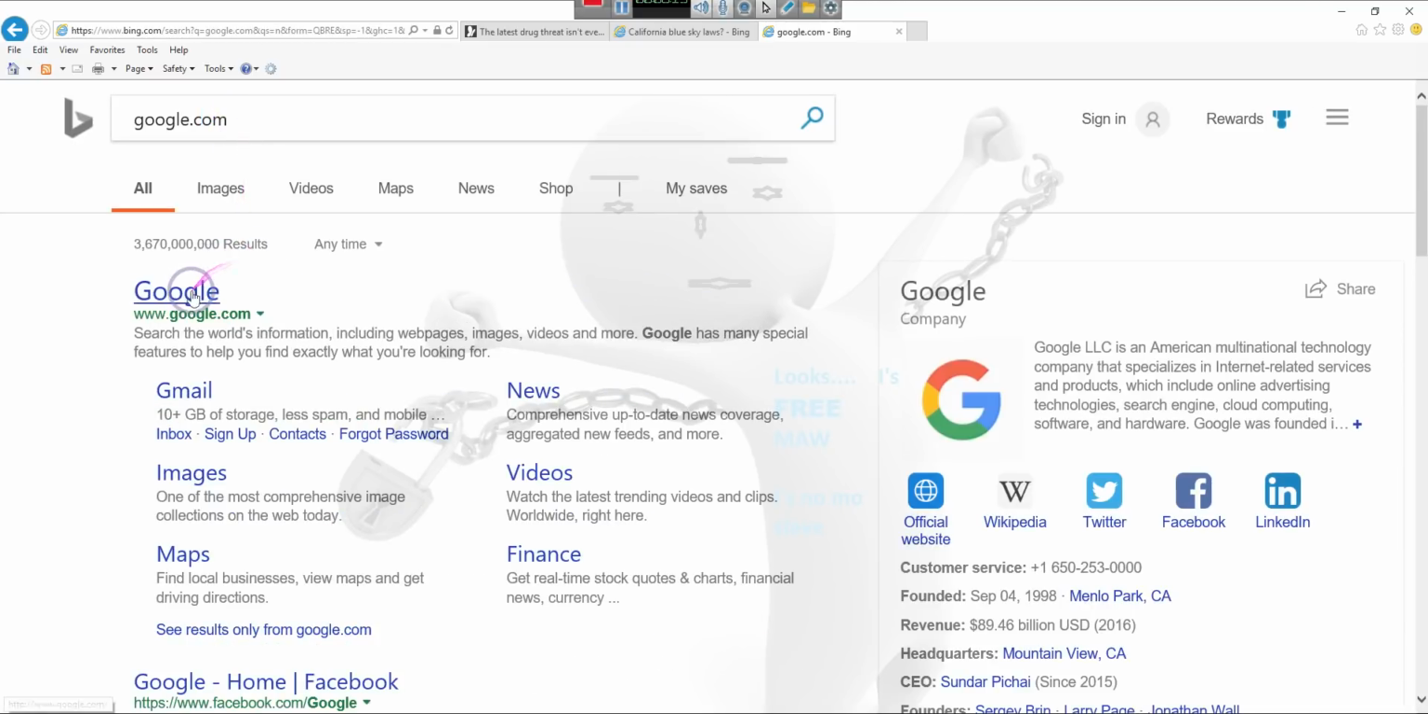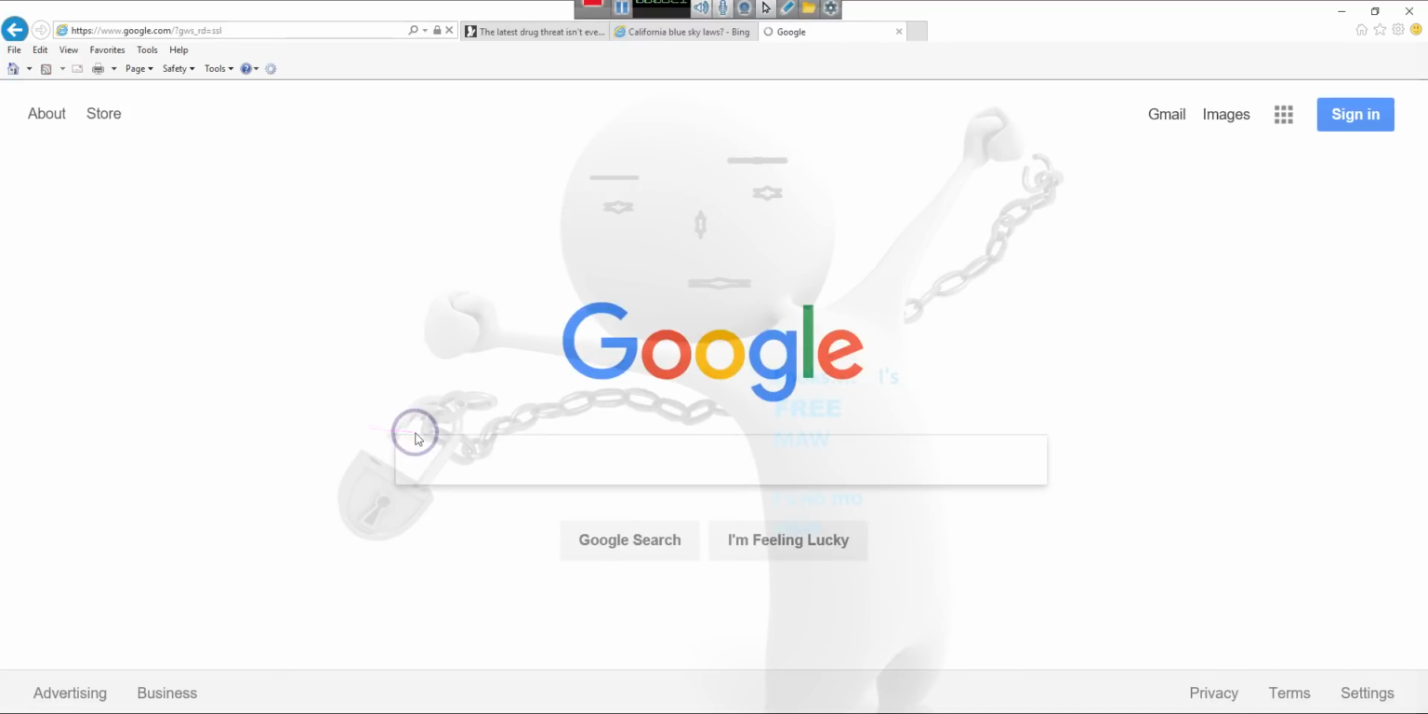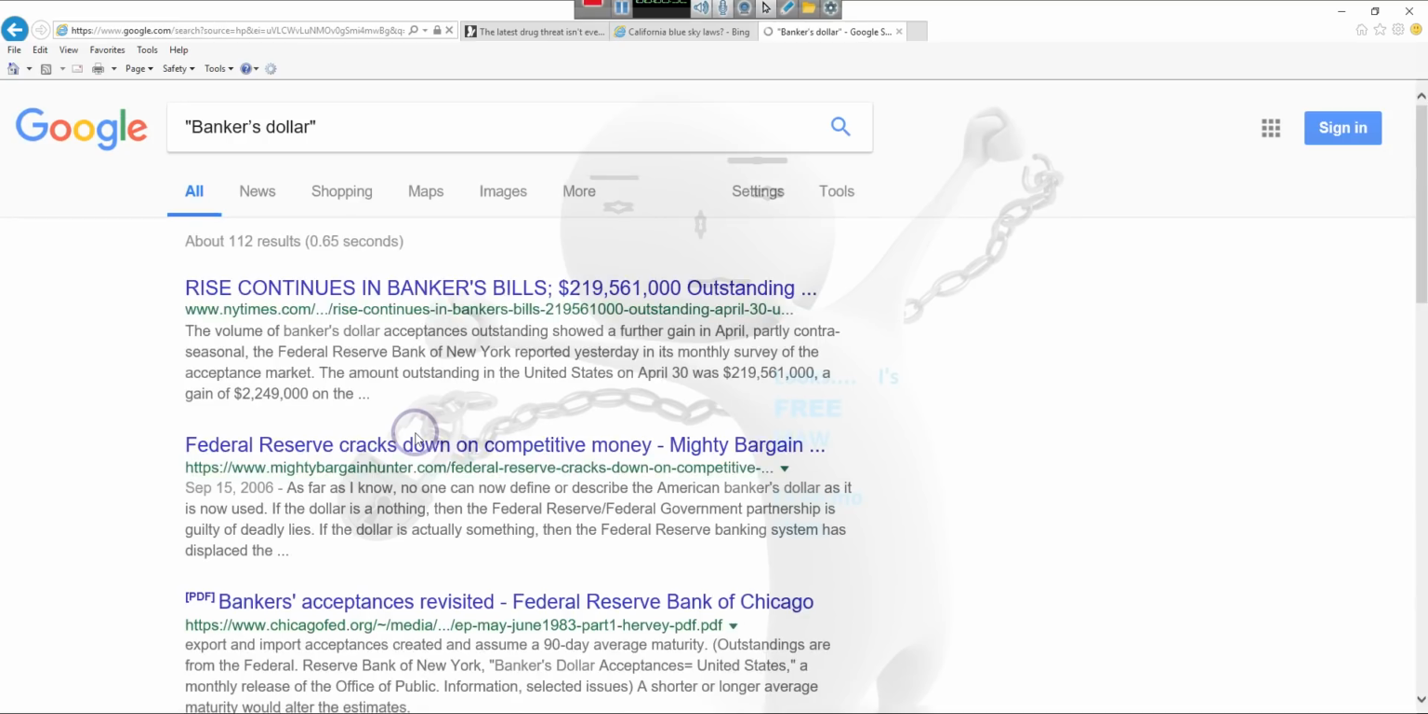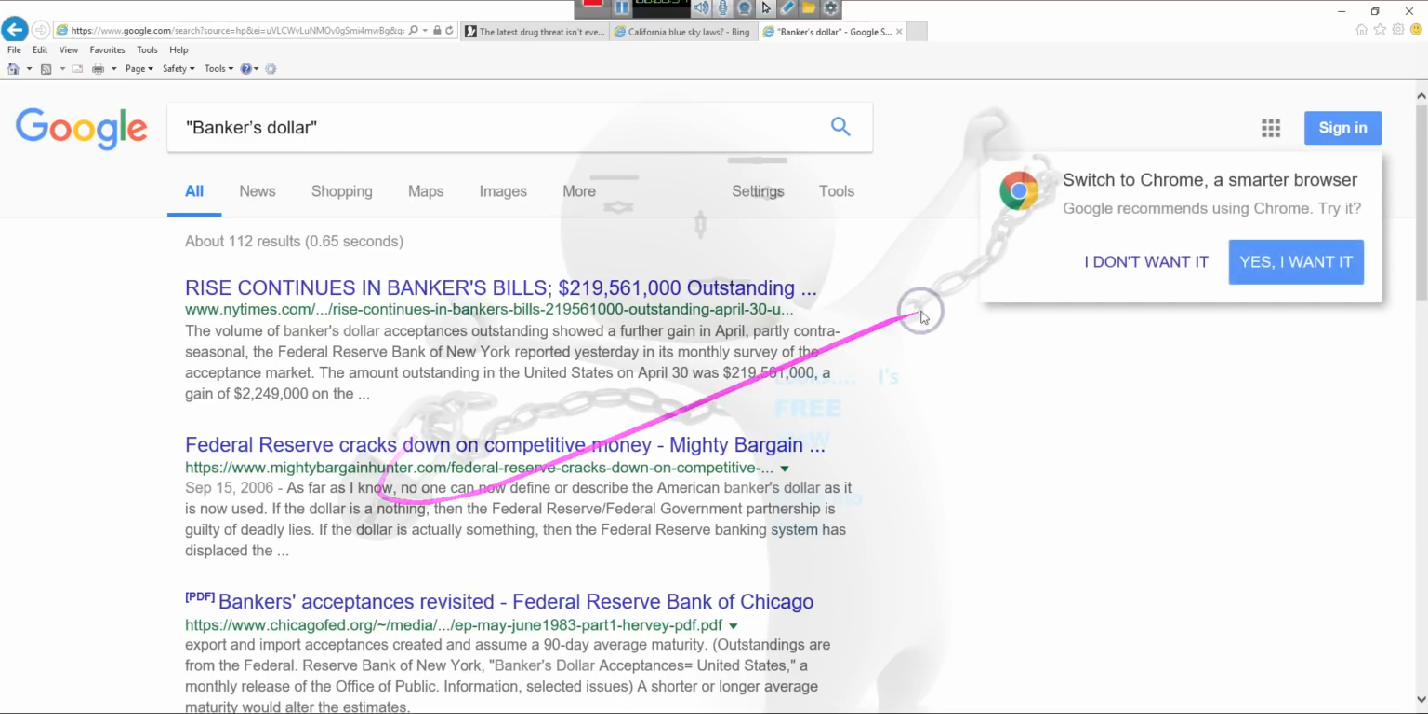We can go to google.com. Google, Google, Google. And banker's dollar. Hold on. Nope, I don't see anything in there that would even come close to banker's dollars.